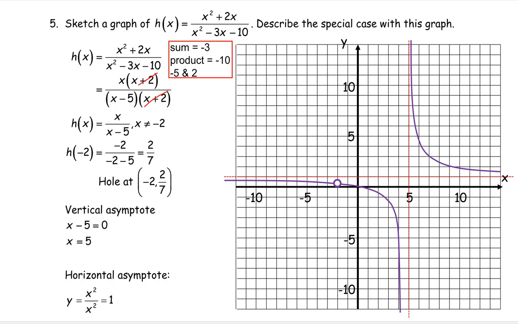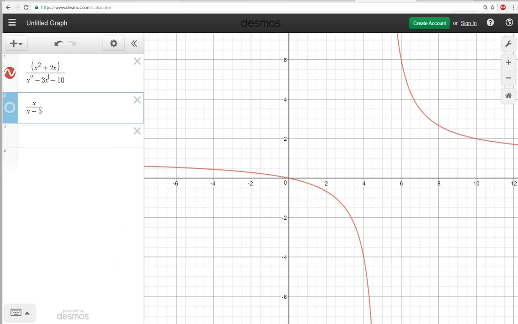I graphed this in Desmos. So there's the original function, x squared plus 2x over x squared minus 3x minus 10. And remember, on Desmos, if you click on the curve, you can pull along. I'm trying to get to negative 2. You saw it there for a second. There we go. See, at negative 2, it says it's undefined. The graph doesn't exist there.